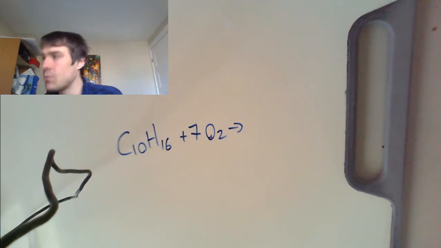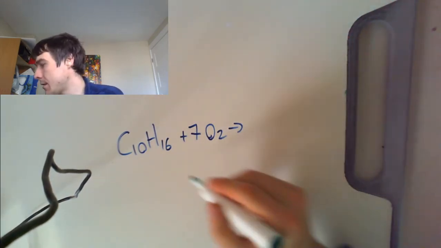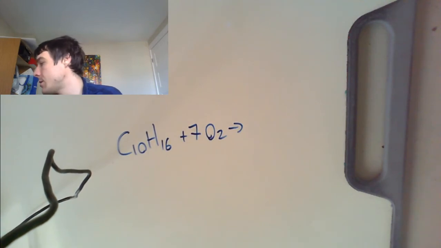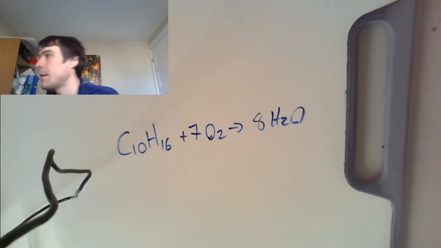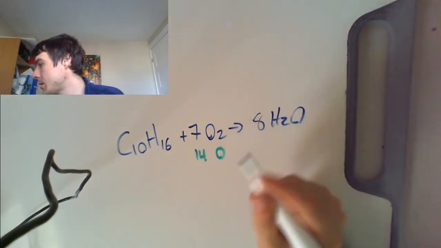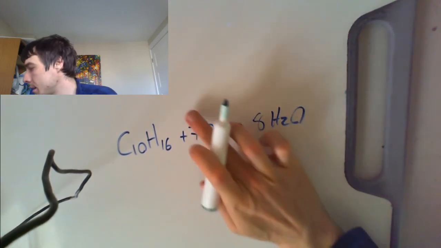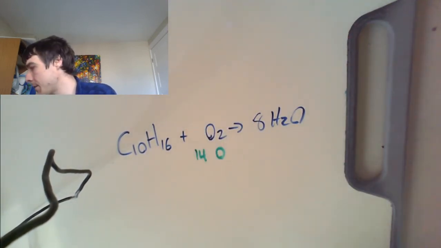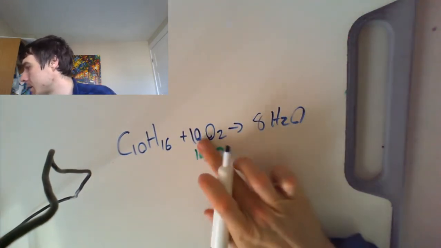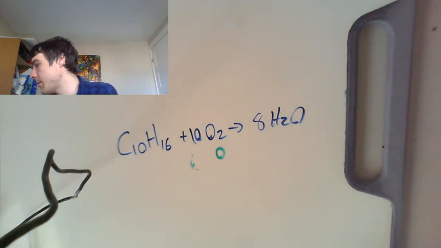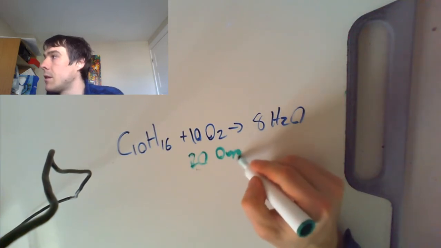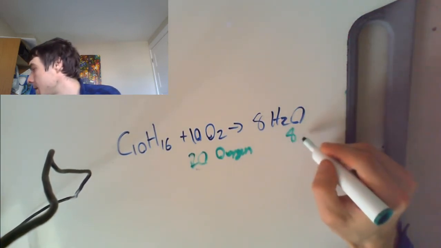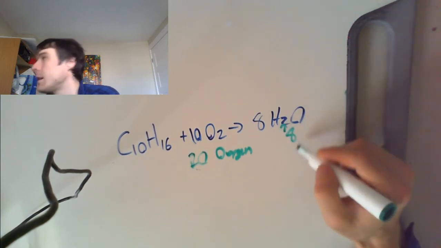How much water can we make? Well, we have 16 H's, so we're going to make 8 H2O. Actually, let's kick up that oxygen number a little bit more. Let's say we have 10 O2, which means we have 20 oxygen atoms. 8 of them are used by the H2O.